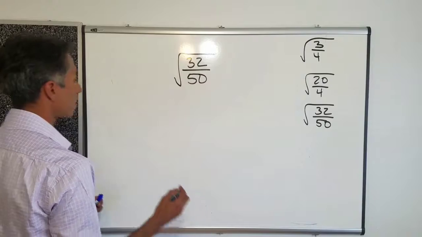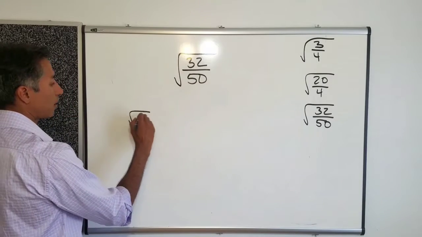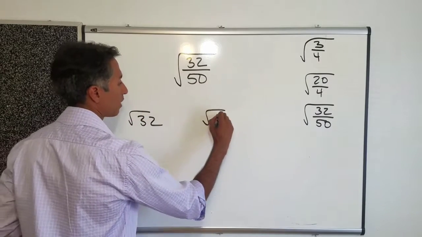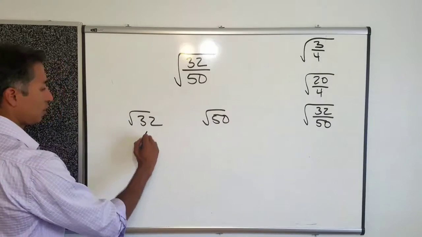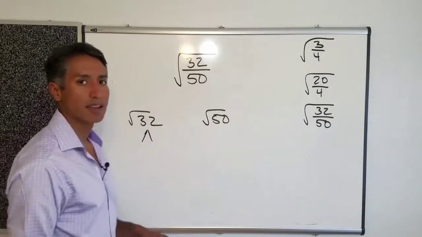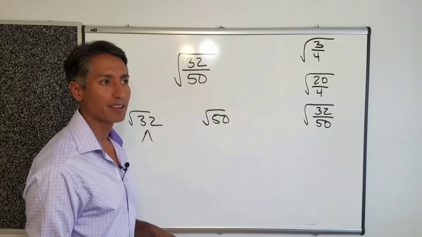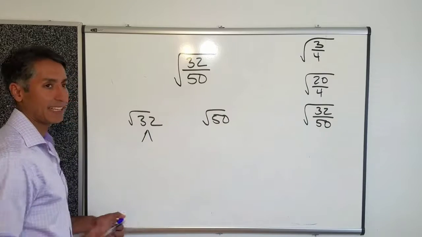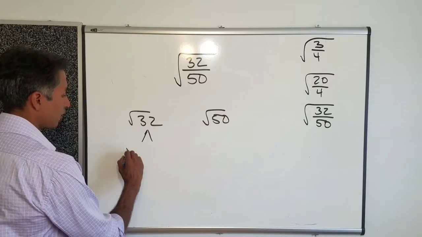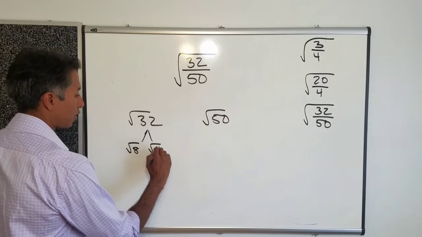Okay, I'm going to work on these separately. We have a square root of 32 and a square root of 50. I hope I have enough room. Okay, 32. What makes a 32? Well, there's a couple of different ones. I'm gonna do easy, 8 times 4, okay? Square root of 8 times the square root of 4.